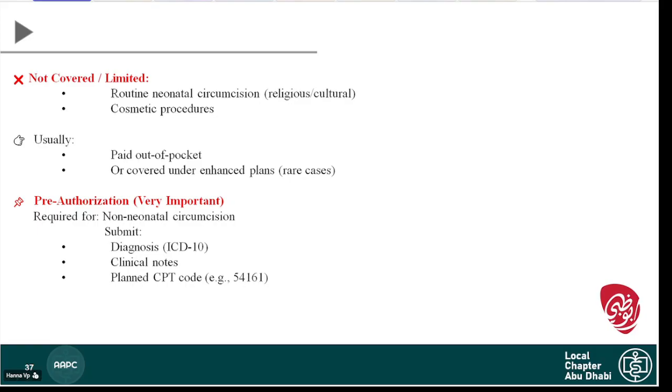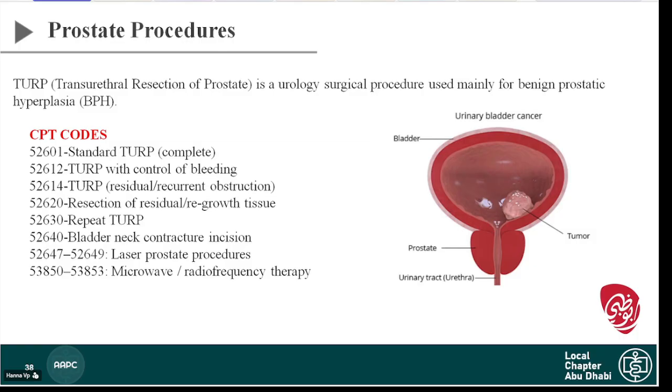See, these are the basic things related to circumcision only that I'm talking about. Okay, so circumcision is one of the main procedures usually done for men. Okay, now let's see another procedure, the prostate procedure. Guys, this is also one of the common types. What is it?